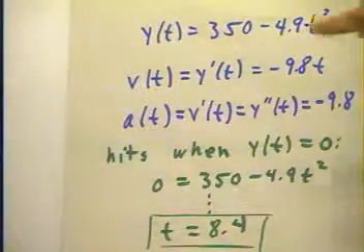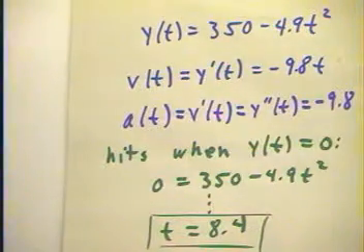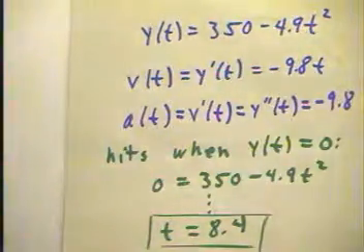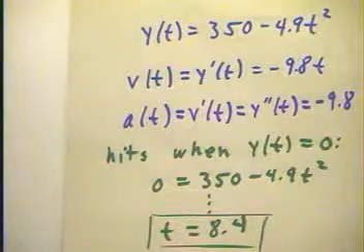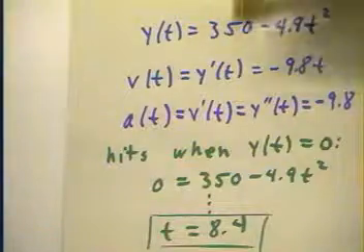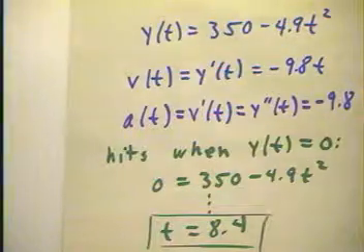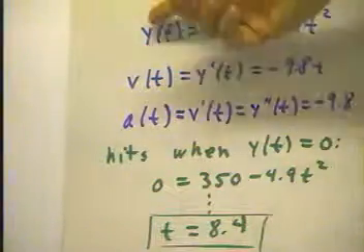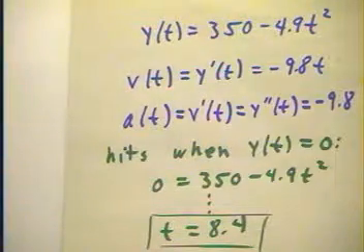Let's say we have the function y of t equals 350 minus 4.9 t squared, and that this function represents the height, y, of an object dropped from a height of 350 meters and accelerating under the acceleration of gravity, which is negative 9.8 meters per second squared. This does, in fact, give us a model of that fall.